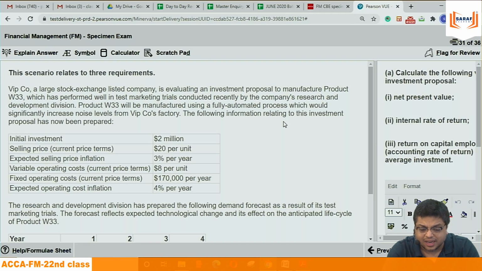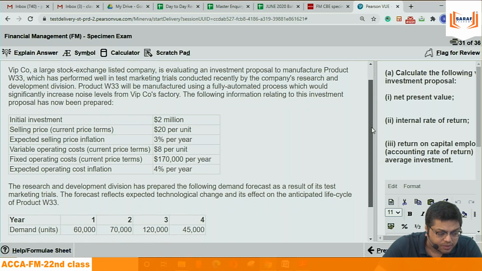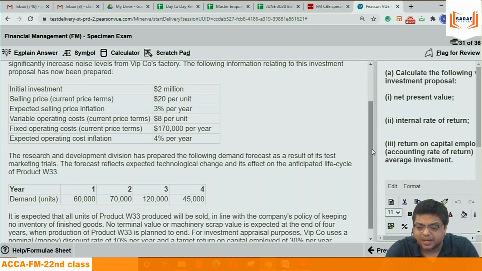That means the inflation in respect of expenses will be more than inflation in respect of sales revenue. That means it's a product where elasticity is high: if we increase the prices, the demand will be less. We are not able to cover the inflation in the cost with the inflation in the sales. That's not a good thing, but that is the case they have written. The research and development division has prepared the following demand forecast as a result of its test marketing trials. If I concentrate on figures, 2 million is the investment, 20 is the selling price, 3% is the inflation for selling price, 8 is the variable cost, 1,70,000 is the fixed cost, 4% is the inflation for cost.